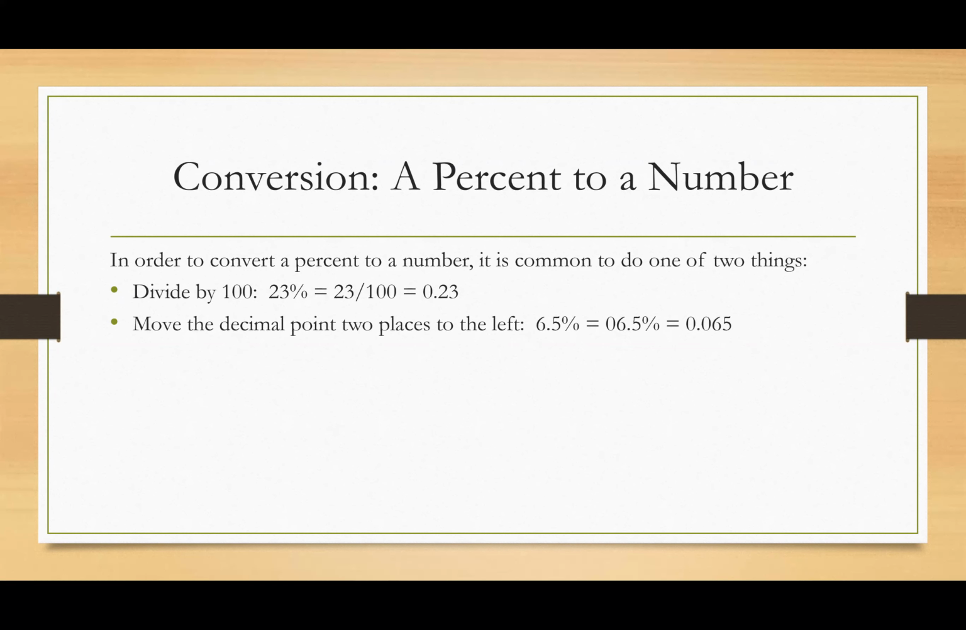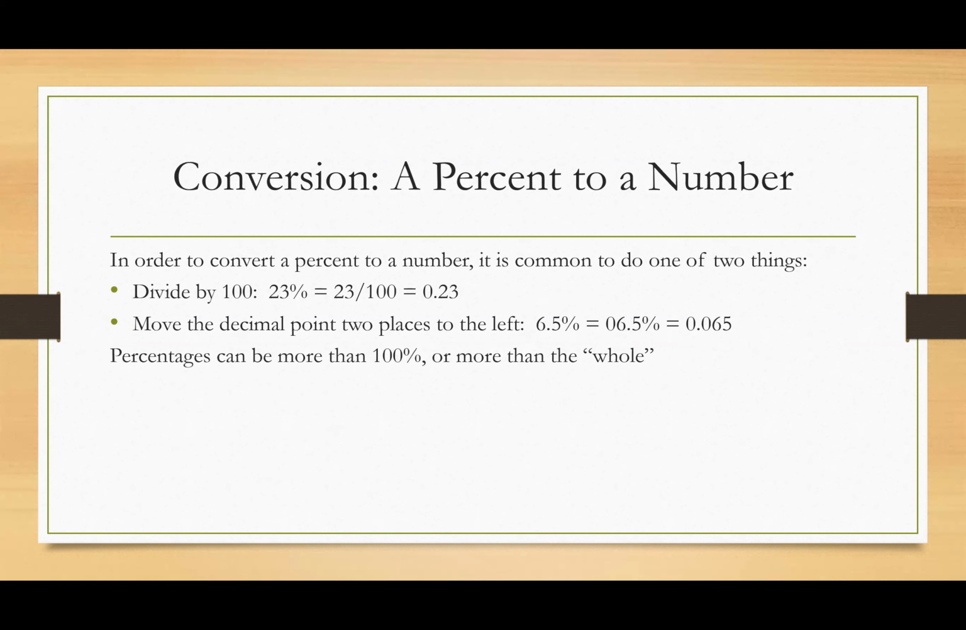6.5%, it may be helpful to place a 0 to the left of the 6. So 6.5% is equivalent to 06.5%. And then moving our decimal point 2 places to the left, that shows us that this is equivalent to 0.065.